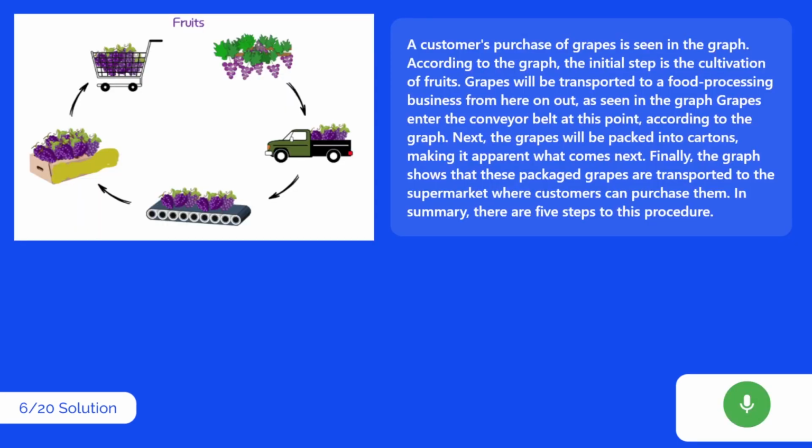A customer's purchase of grapes is seen in the graph. According to the graph, the initial step is the cultivation of fruits. Grapes will be transported to a food processing business from here on out. As seen in the graph, grapes enter the conveyor belt at this point. Next, the grapes will be packed into cartons. Finally, the graph shows that these packaged grapes are transported to the supermarket where customers can purchase them. In summary, there are 5 steps to this procedure.